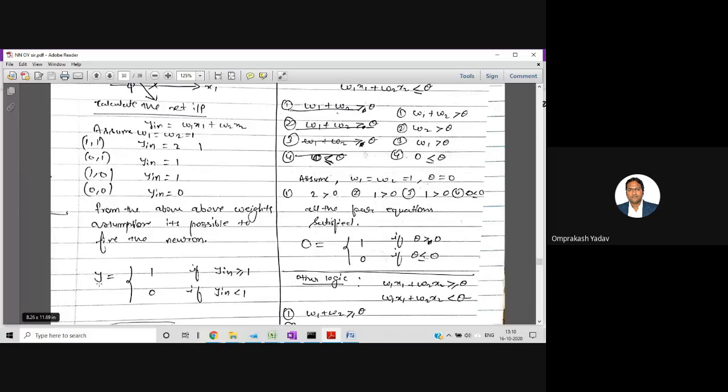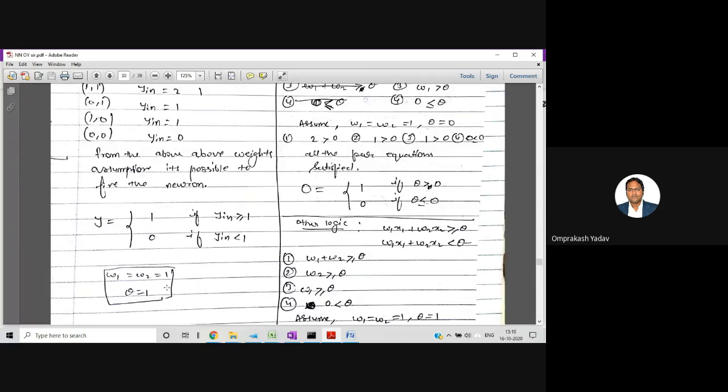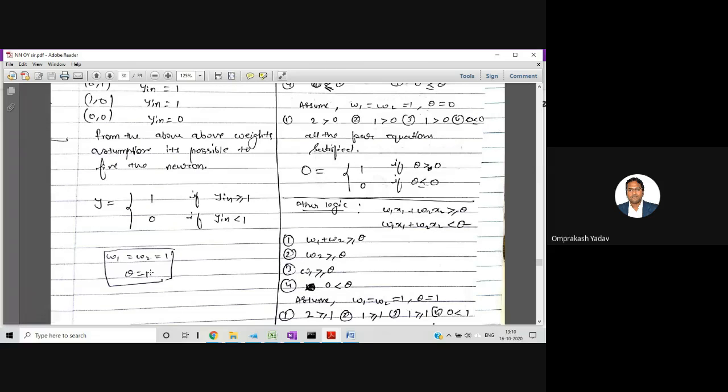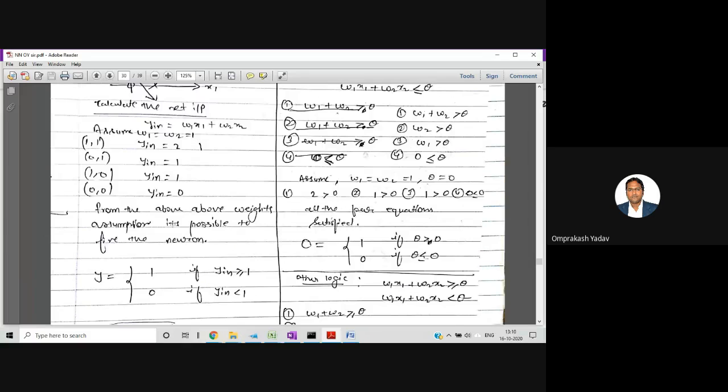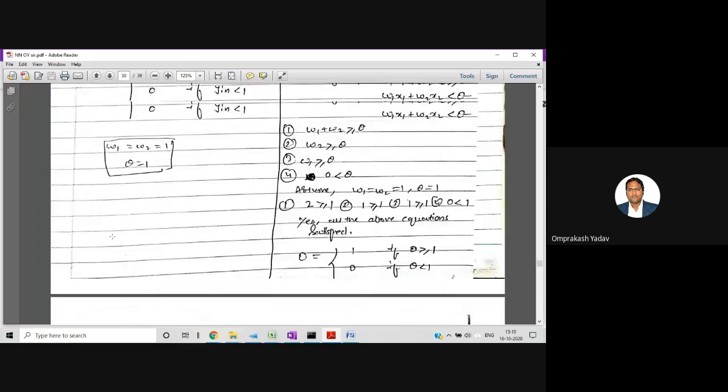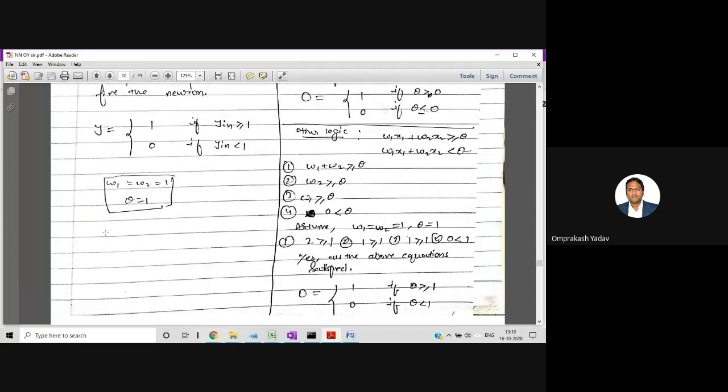So you can write this particular thing: y equals 1 if y in is greater than or equal to 1, otherwise the output will be 0. And you must also mention W1 = W2 = 1 for this problem, and theta equal to 1. And you can also draw the circuit, I have not drawn it, and represent all these values on it.